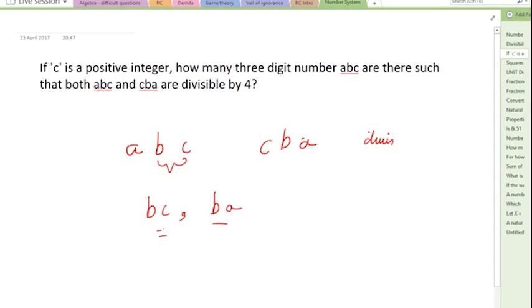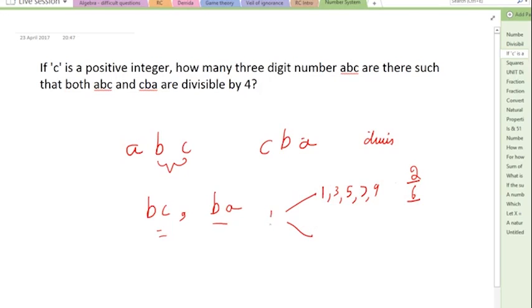So let's see. If B is an odd number, if B is 1 or 3 or 5 or 7 or 9, what can C or A be, right? If it's 1 or 3, it has to have 2 or 6 as the next number. 12 and 16 are divisible by 4, or 32 or 36, 52 and 56, 72 and 76, 92 and 96. So only if it has 2 or 6 in the second place would it be divisible by 4.